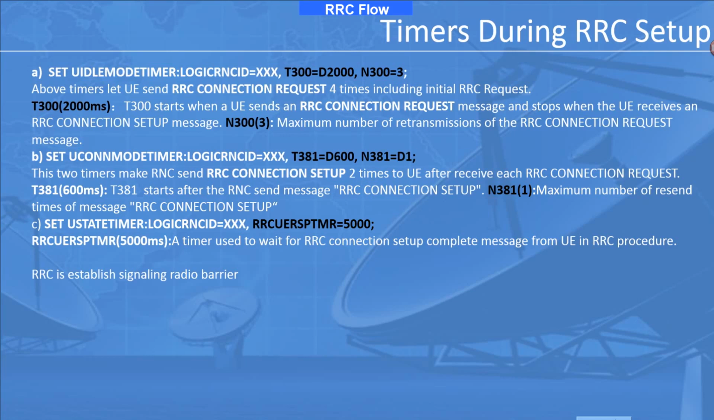Last timer is the UE response timer, which equals 5 seconds. It will start after the last RRC request, and within this timer, if RRC doesn't receive the RRC connection setup complete message, this RRC will count as failure.